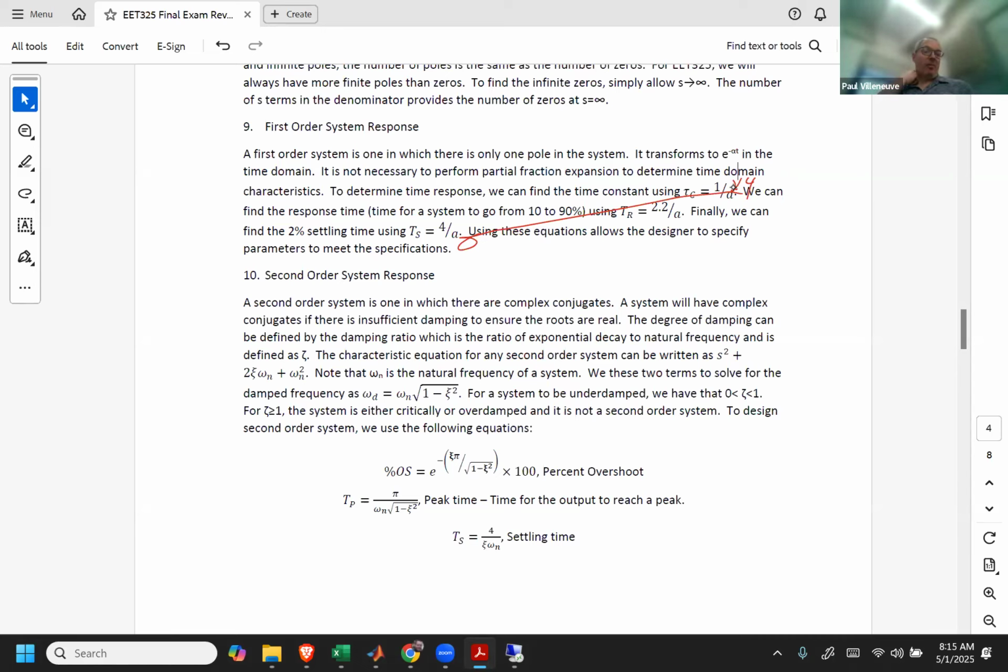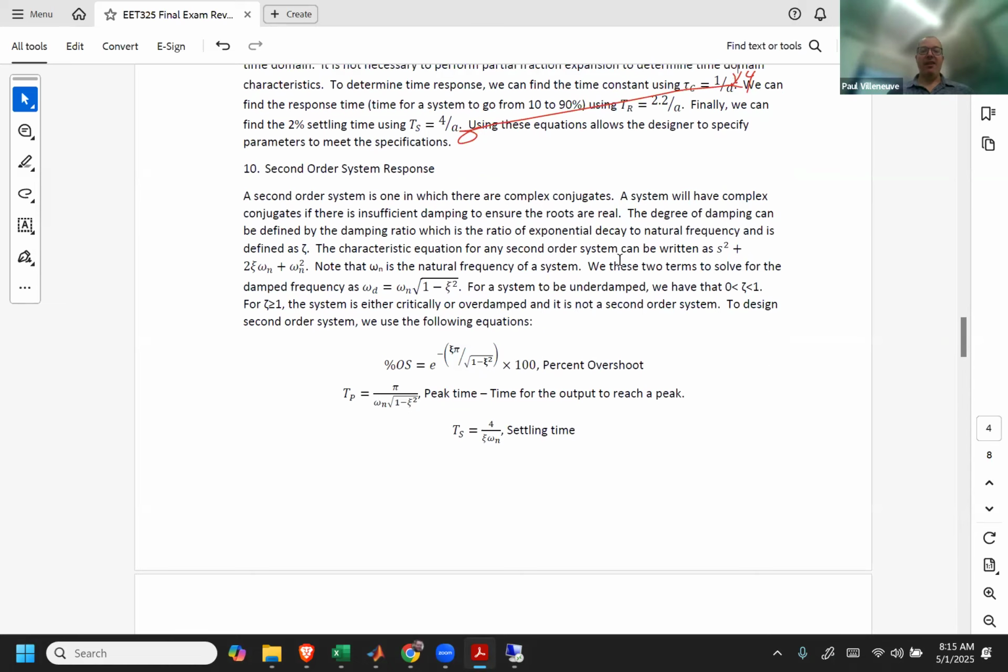Second order circuits are much more complicated because they have complex numbers and they need a lot more math. And so we developed the concept of a damping coefficient, zeta. We also developed the concept of omega sub n, which is the natural frequency, and omega sub d, which was the damped frequency of a system.